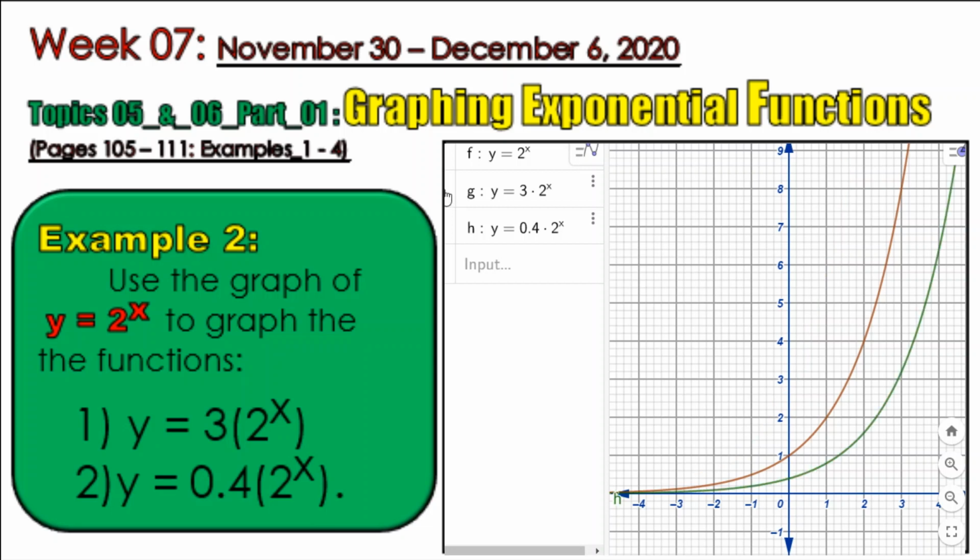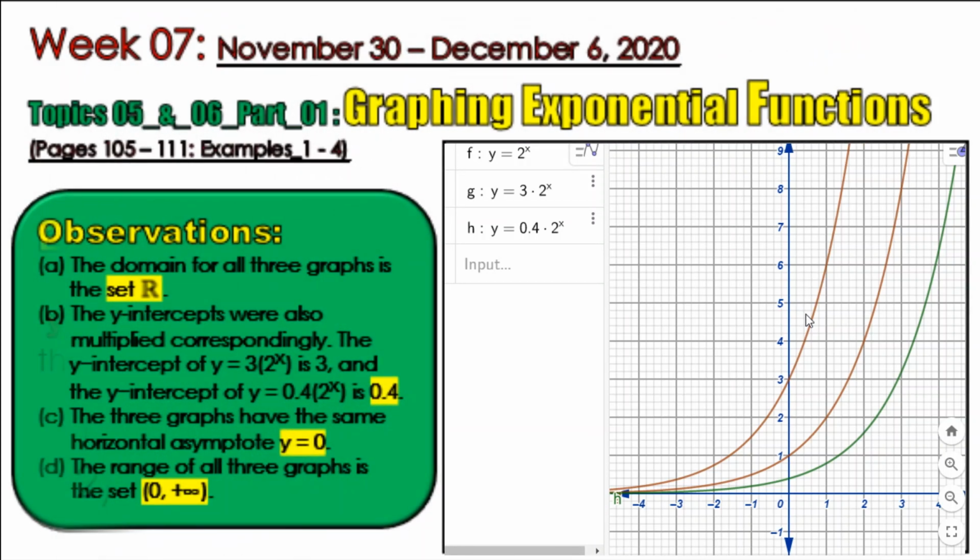Okay, so for example number 2, from the given function y is equal to 2 raised to x, your 2 raised to x was multiplied by 3 and also multiplied by 0.4. So what happens to the graph? Okay, so let us proceed. Let us have some observations.